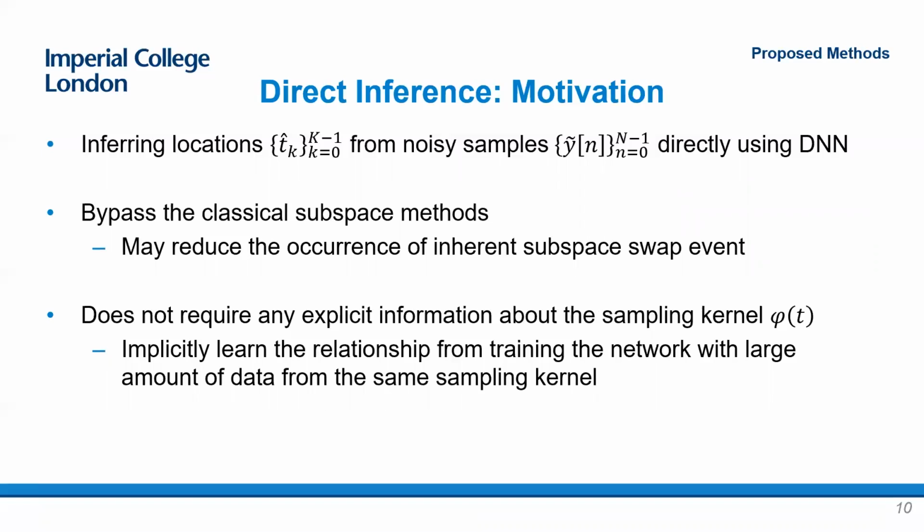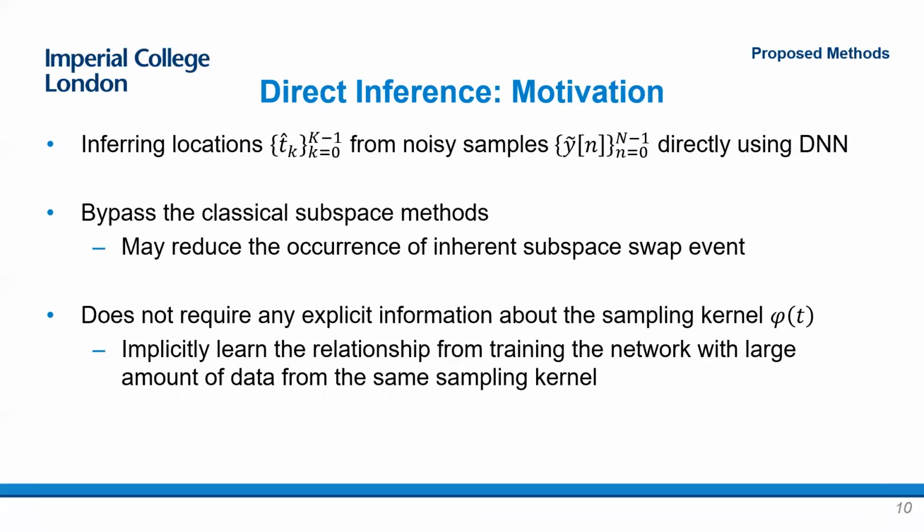The idea is to have a deep neural network with its input being the noisy samples y, and its output being the estimated locations t hat. This idea is motivated by the fact that it does not involve the subspace estimation like the classical methods. We hope that by bypassing the SVD-based methods, we may reduce the occurrence of the inherent subspace swap event.